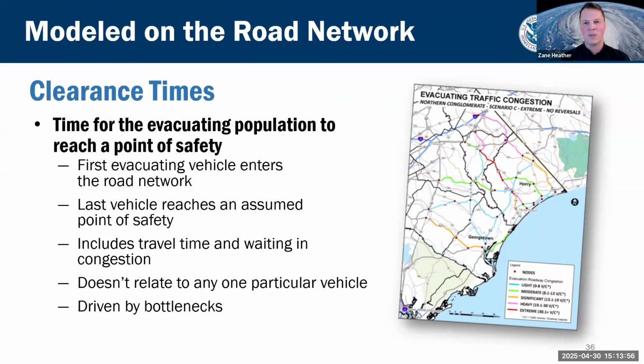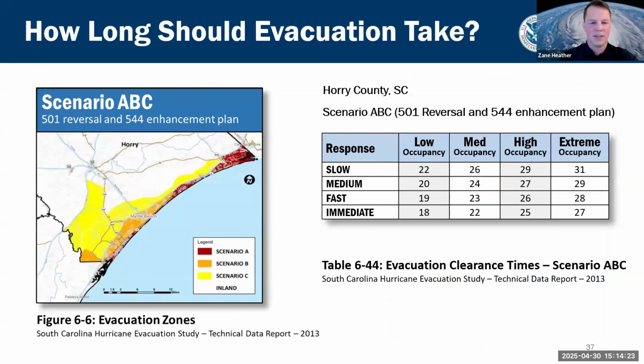Again, it does not relate to one specific vehicle. This is not how long it takes John Doe from Miami to get out of harm's way, but rather the total elapsed time of the evacuation. It is primarily driven by bottlenecks. Those bottlenecks are identified via our transportation model in the transportation analysis and can be used by state and local partners to build out different planning assumptions as well as operational plans to help alleviate the congestion caused by those bottlenecks.